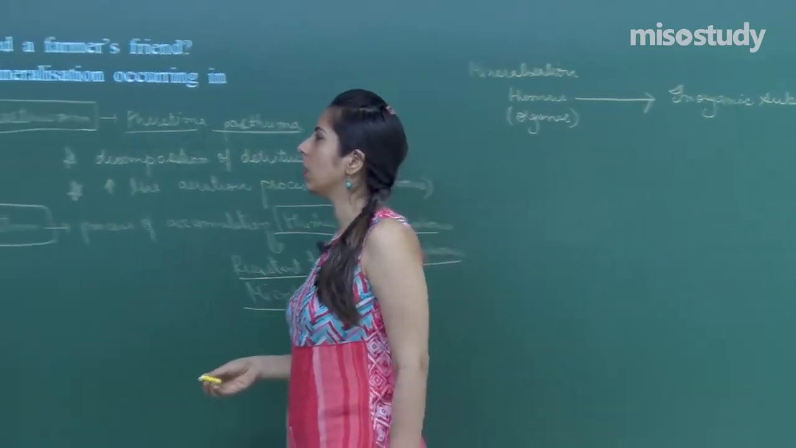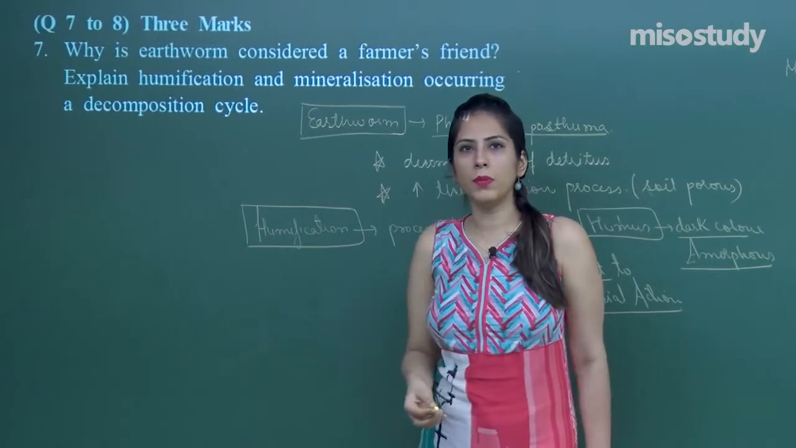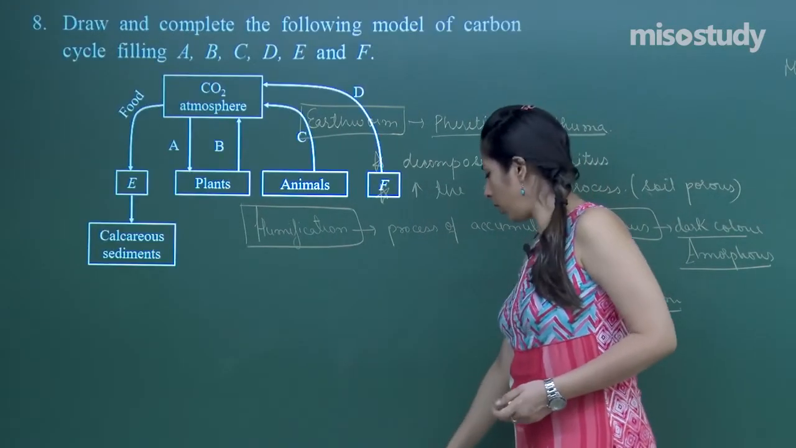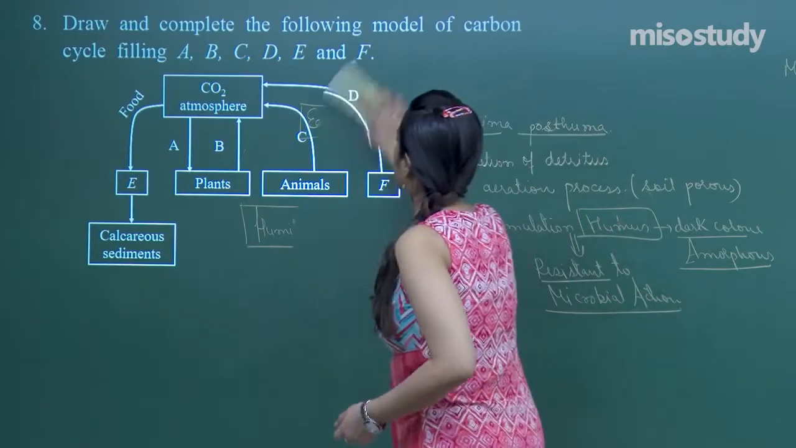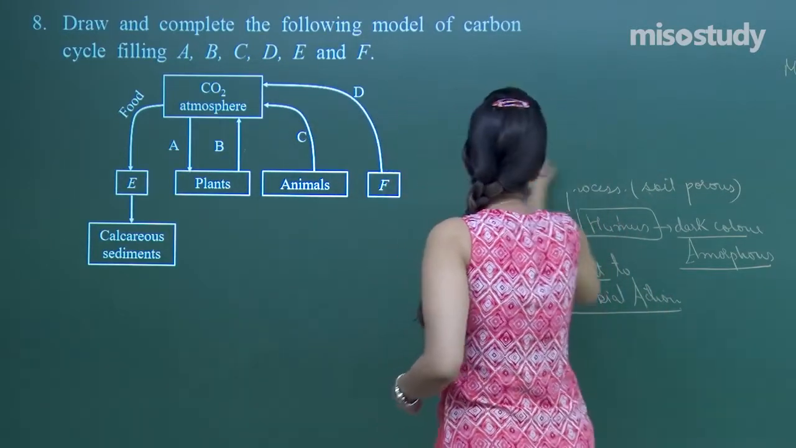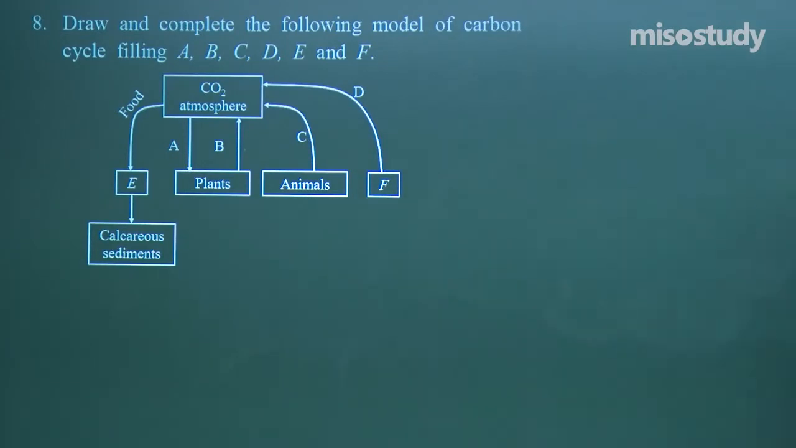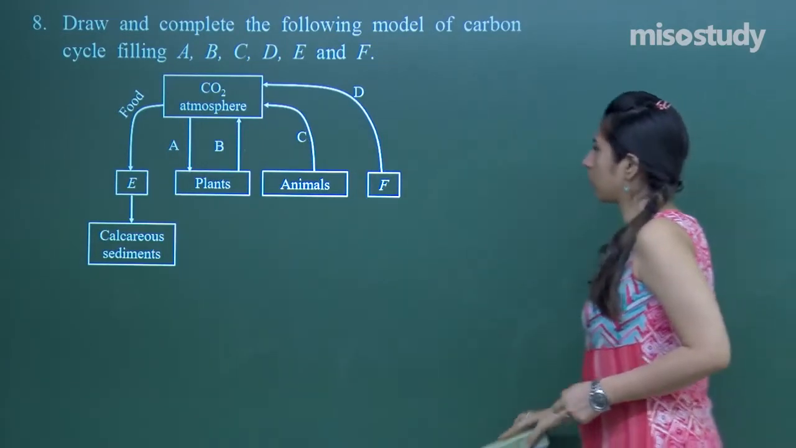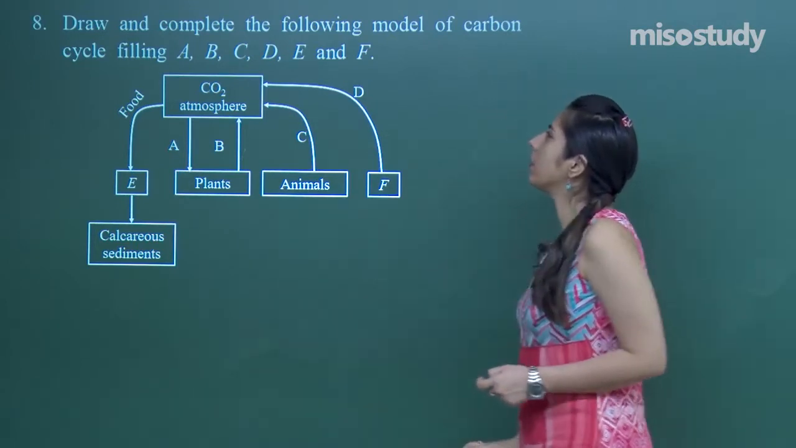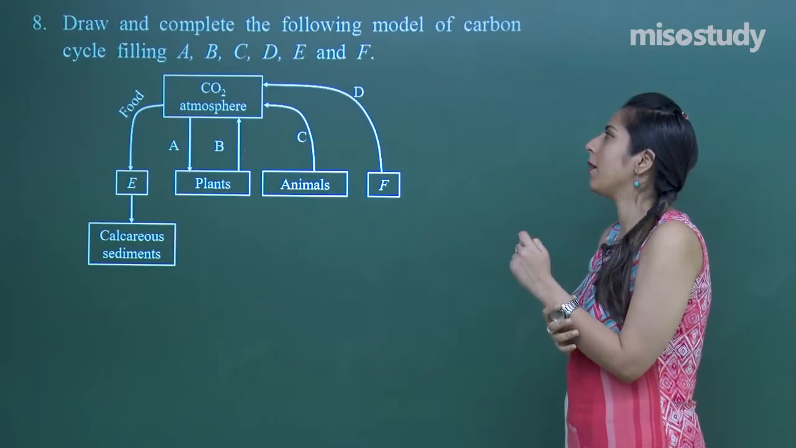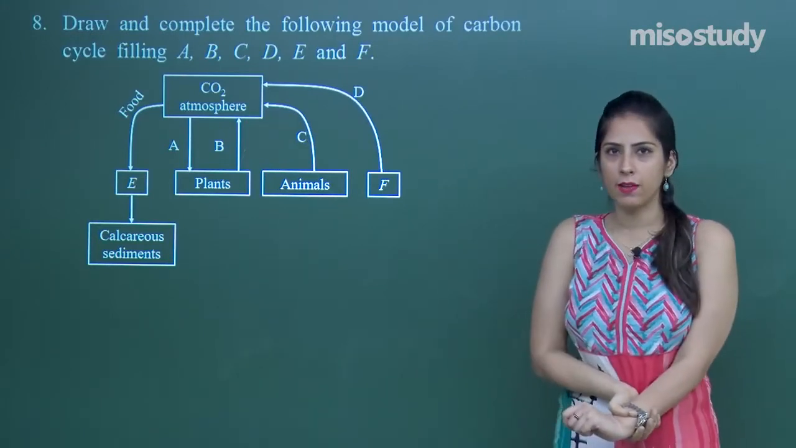Come back to the question. So, this was question number 7. This is how you have to answer. Let us move on to the next question. Draw and complete the following model of a carbon cycle filling A, B, C, D, E and F.